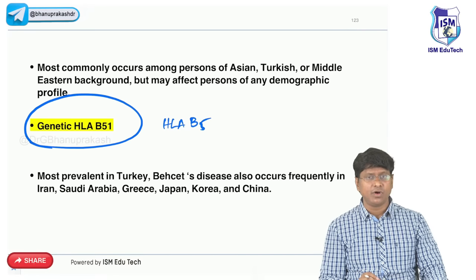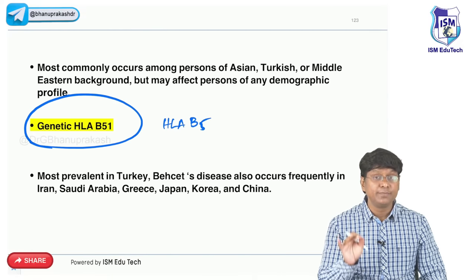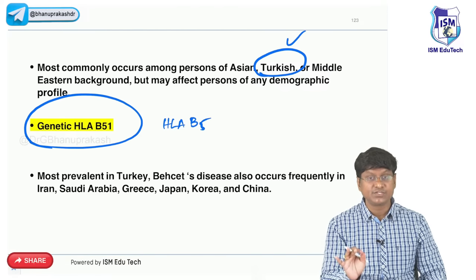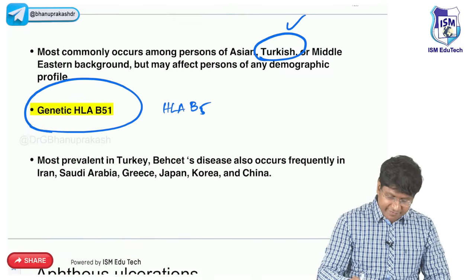Right, HLA B51 or HLA B5. And this Behçet syndrome is very common in which country? Right, it is very common in Turkey. It is very, very common, most prevalent in Turkey. Right. Now, what will be the manifestations we have discussed?